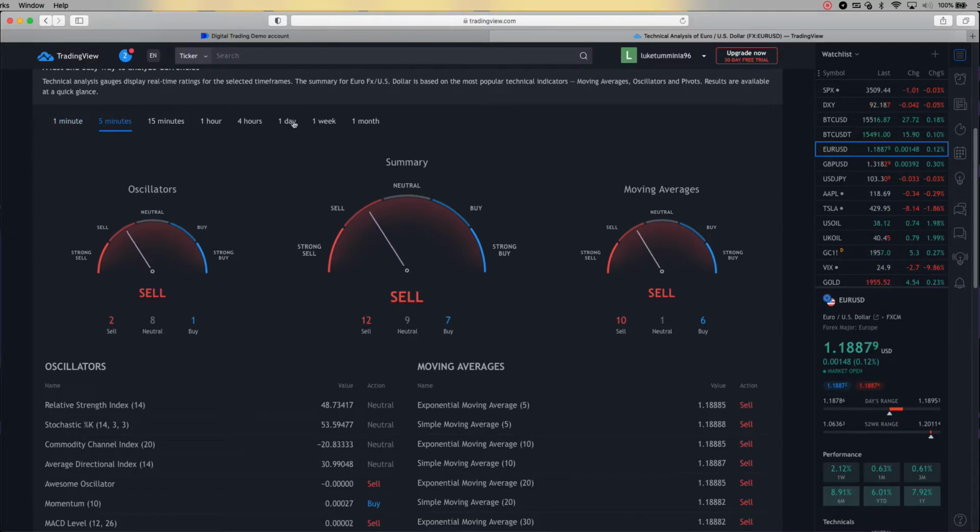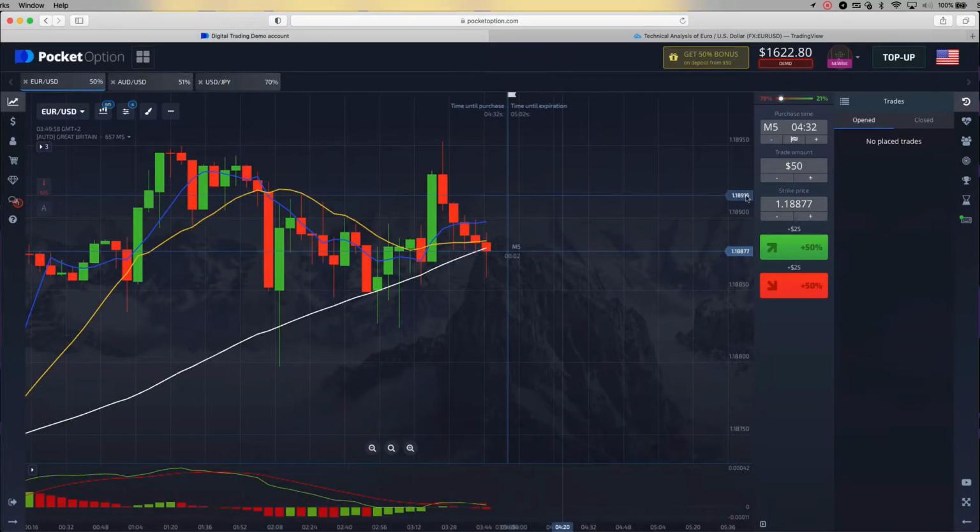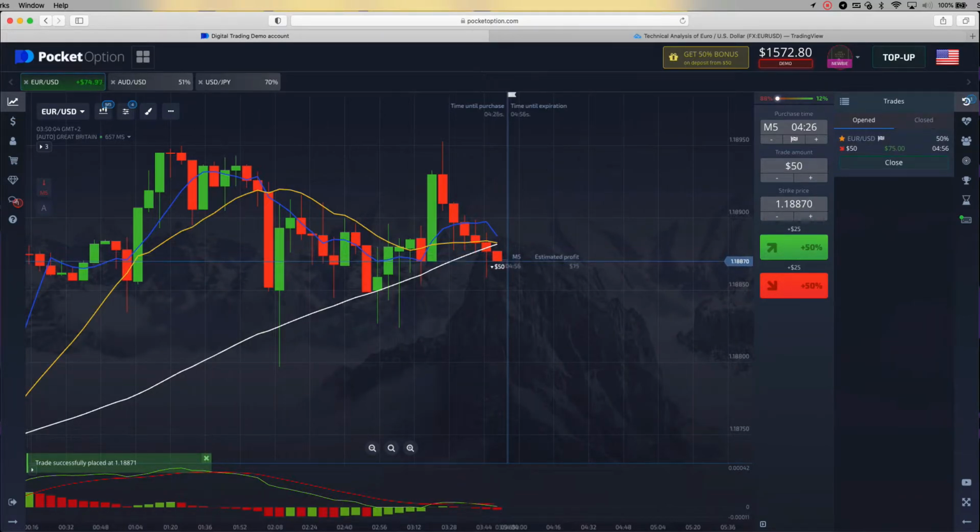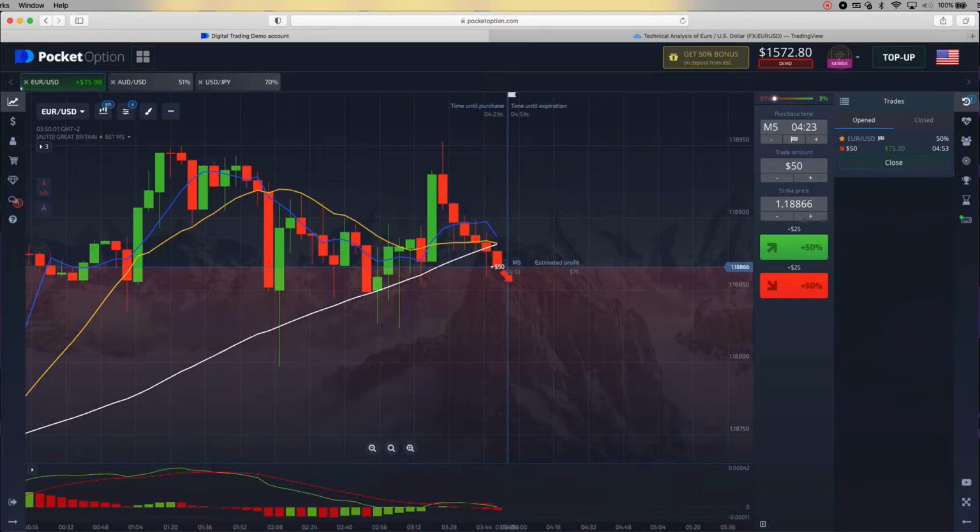But we're using 5 minutes. We're going to click on 5 minutes. And again, it doesn't really differ from 1 minute to 5 minutes. They're usually about the same. So as you can see here, the oscillators say to sell, the summary says to sell, and the moving averages all say sell. So we're going to come back over here to Pocket Option, and we're going to click on sell in the next candle. And then we will see if we get in the money on this one. So we'll just go ahead and wait on this one.